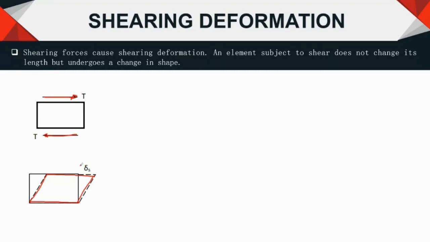Sabi niya dito, does not change its length. Ibig sabihin lang po nun, yung elongation na nangyari dito sa side na to is equal lang dito. So therefore, wala talagang pagbabago sa length natin. Pero nagbago yung shape niya, di ba? But undergoes change in shape. Naging nakadiagonal na siya. Yun yung ibig niyang sabihin sa ating shearing deformation.